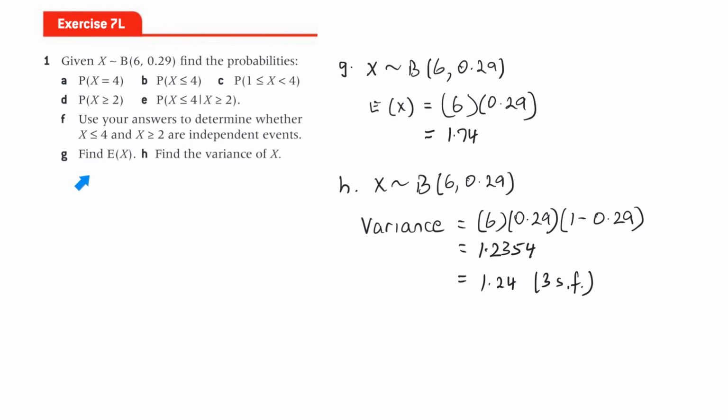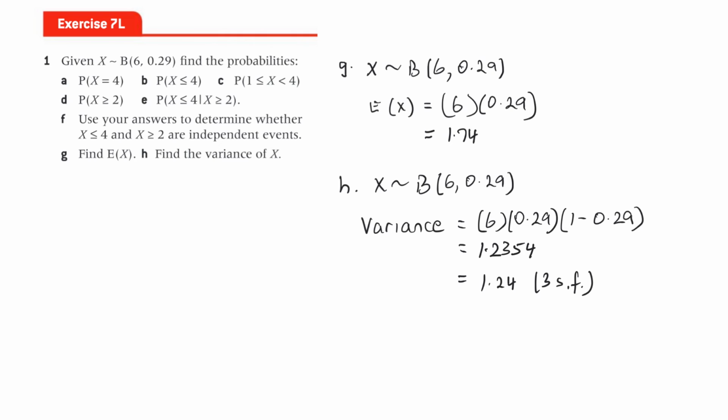Okay, and then we get to question G, which is one of the easiest ones, G and H. Find the expected value. Now, x is distributed binomially, where n is 6, the number of trials, and the probability is 0.29. Well, from the formula, the expected value is basically n times p, which is 6 times 0.29, which is 1.74 for G.